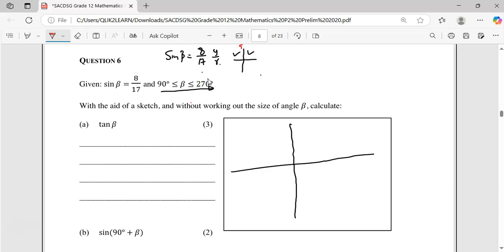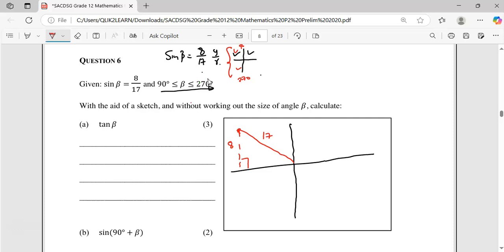So if this is 90 and this is 270, and they say our angle must be between these two, 90 and 270, we're going to tick these two quadrants. The quadrant that has 2 ticks is where our diagram will be. So this tells me that my diagram will be in quadrant 2. Now, according to SOHCAHTOA, we are given y as 8 and we are given r as 17.